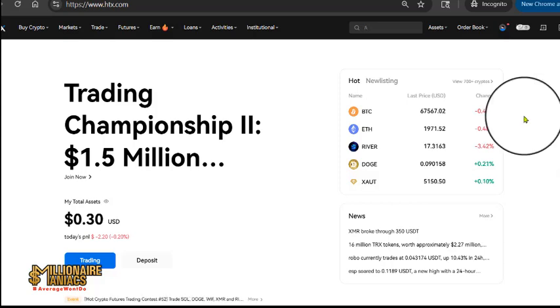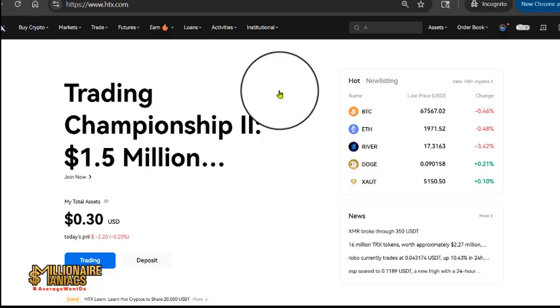So once you do that and you verify your HTX account, you can get it verified up to where you can have the ability to withdraw 200 Bitcoin per day. So I think that will suffice for all of us, the ability to withdraw 200 Bitcoin per day.